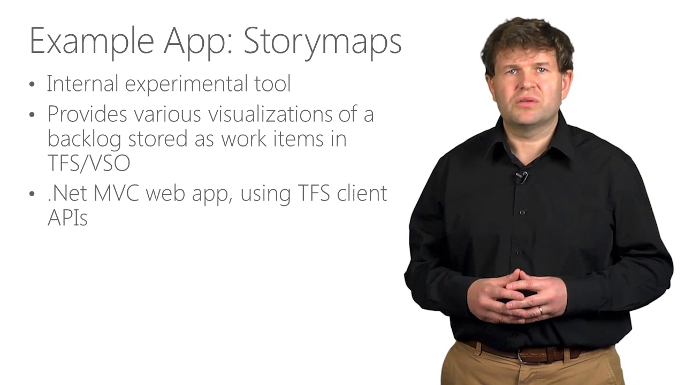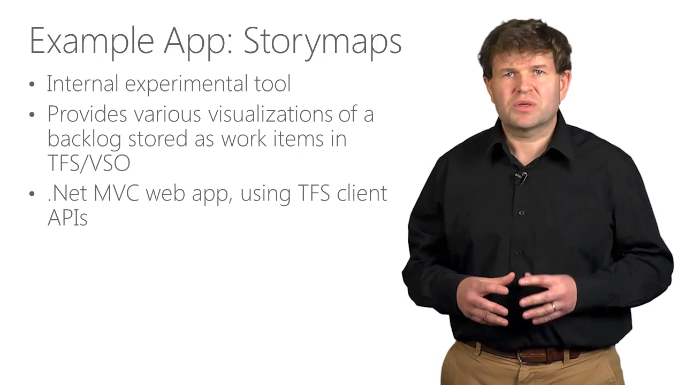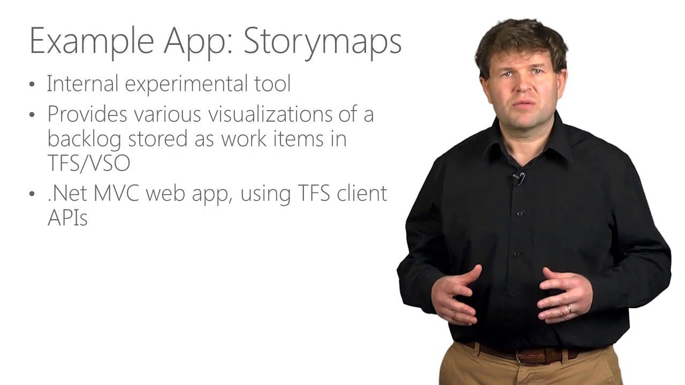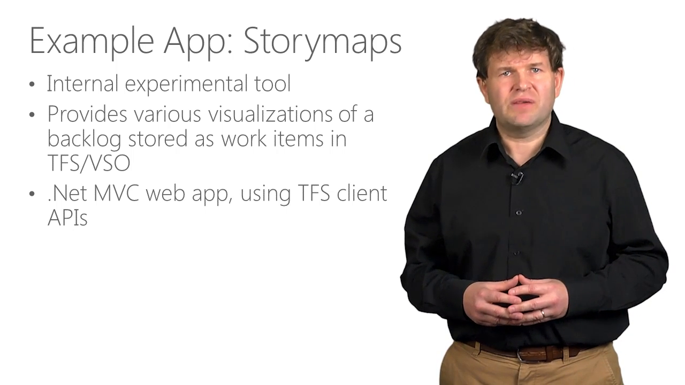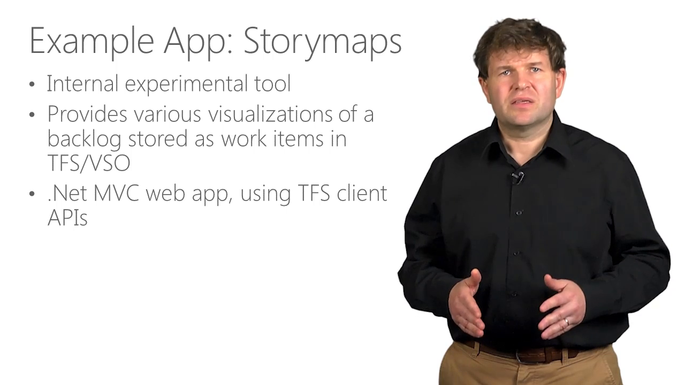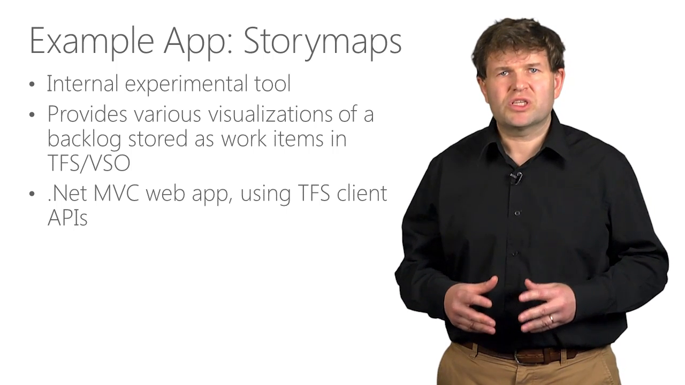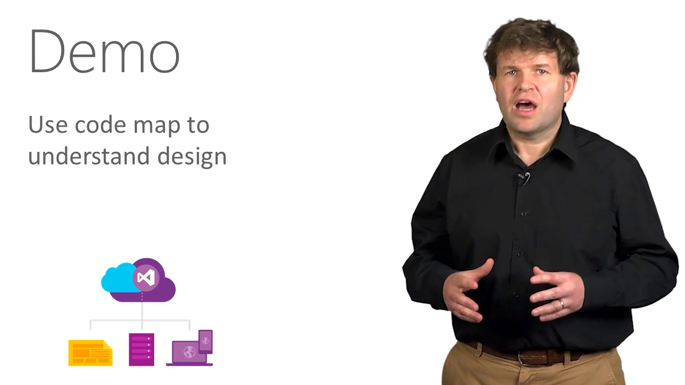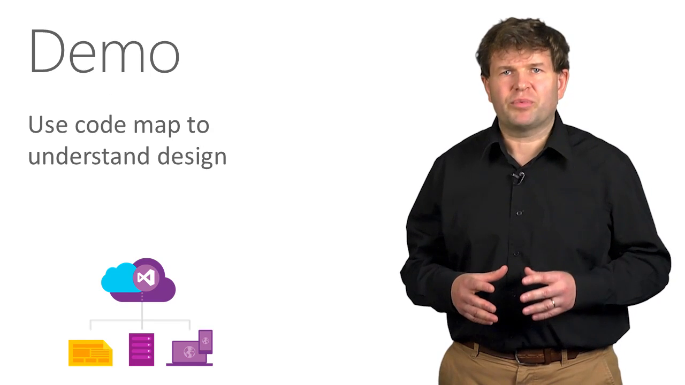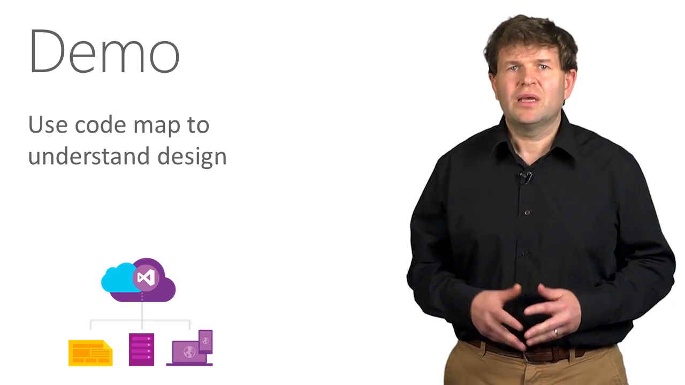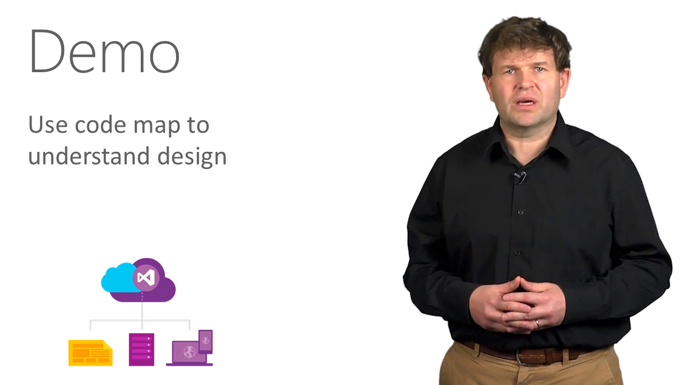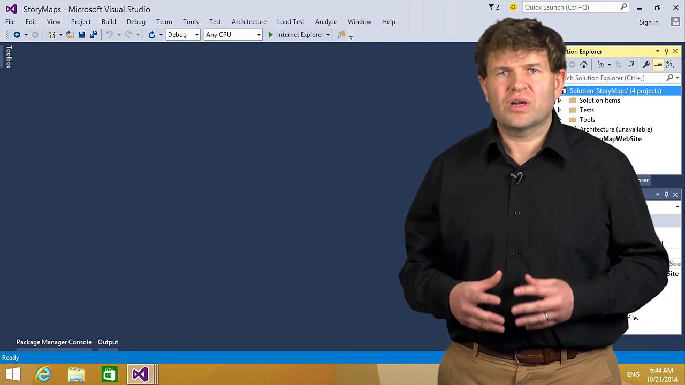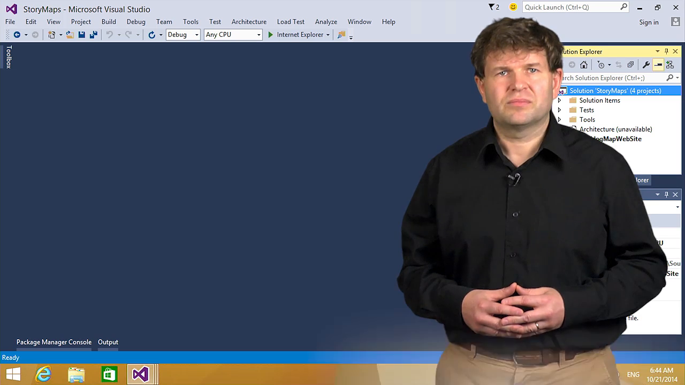In order to explain the features, I need some code to work with. I've chosen to use code of an internal tool we built to experiment with various visualizations of an agile backlog. The backlog is stored as work items in Team Foundation Server. This is a .NET MVC web app which talks to TFS APIs. For the demo, imagine that I'm trying to help a colleague ramp up on the backlog maps codebase. We want her to support a new kind of work item, so I want to help her get oriented in the overall code, then drill into some of the details.